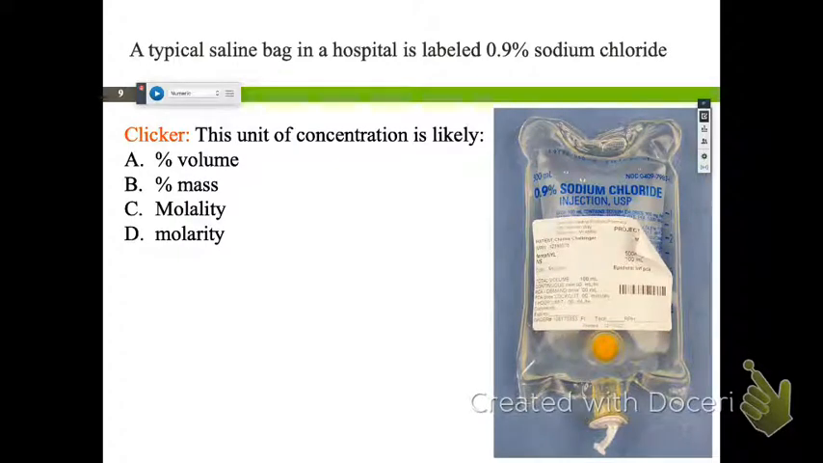All right, so let's spend a minute with one of the forms of concentration we haven't talked about much yet. And then we'll talk about osmotic pressure.